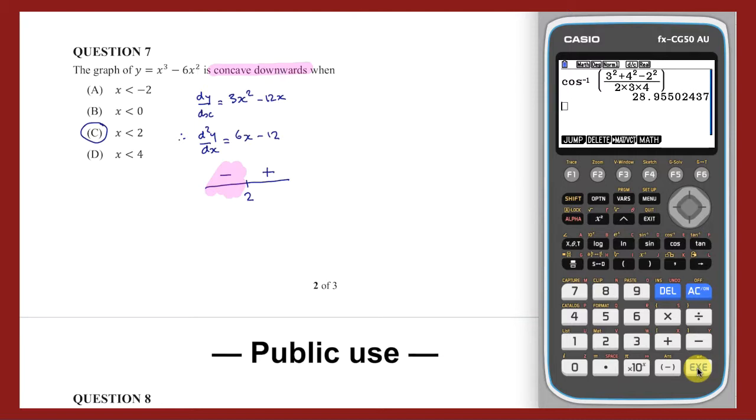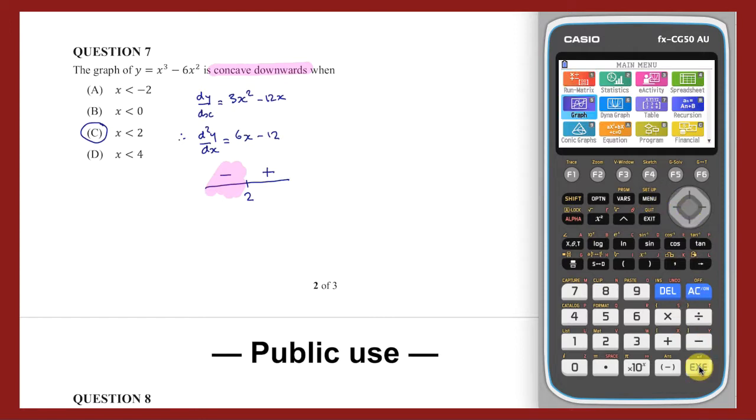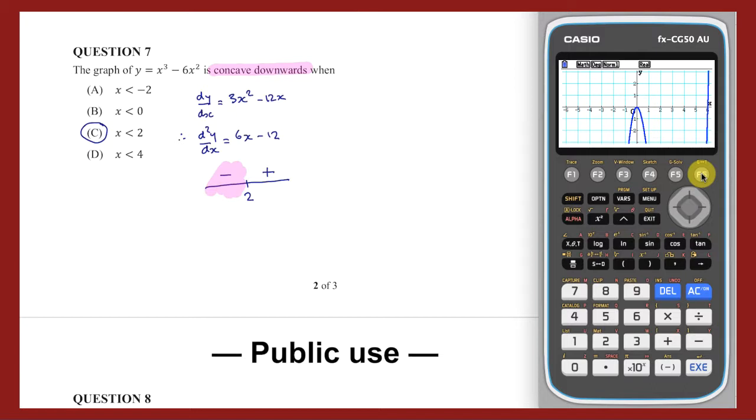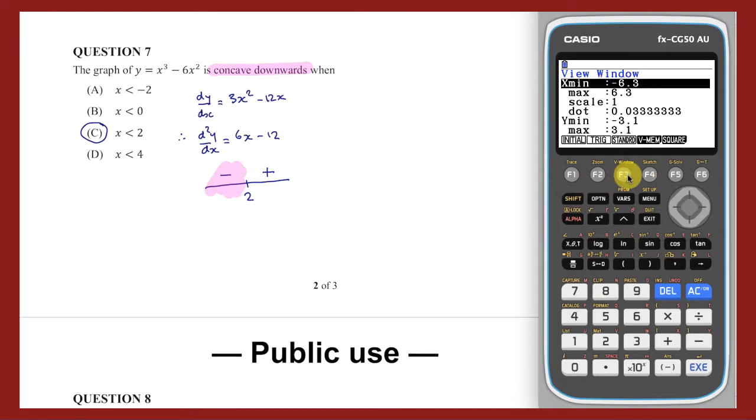Another way to answer this question is to draw the graph of y equals x cubed minus 6x squared in the graph app of a Casio CG50. This graph, drawn on the initial view window, isn't bad, but it seems that it will be better to focus on x between -1 and 7. I'm going to open the view window settings by pressing Shift and F3 and use these as my minimum and maximum values for x.